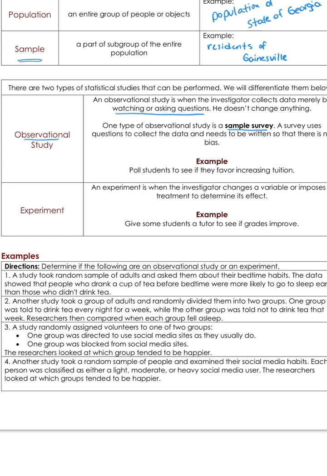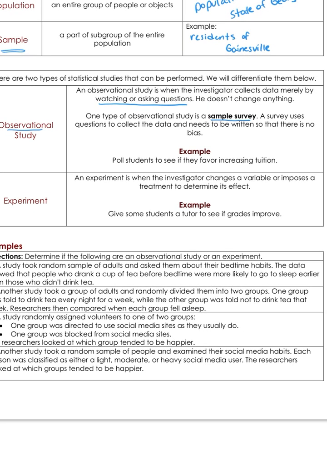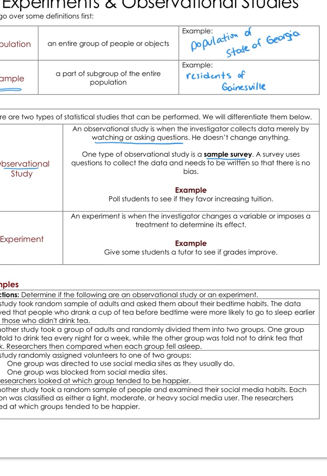We're going to talk later about bias, but you want a sample survey to represent your entire population. For example, if we were going to ask residents of Gainesville some questions, they wouldn't necessarily be a great representation of the whole state of Georgia because there are so many different regions in Georgia.